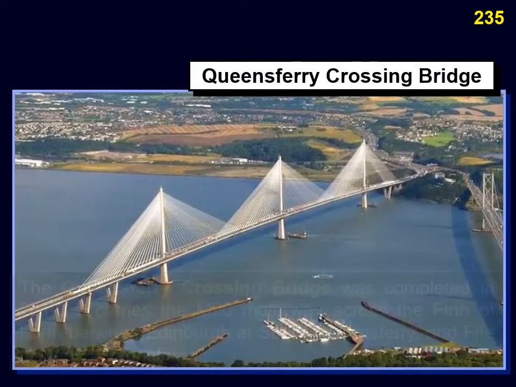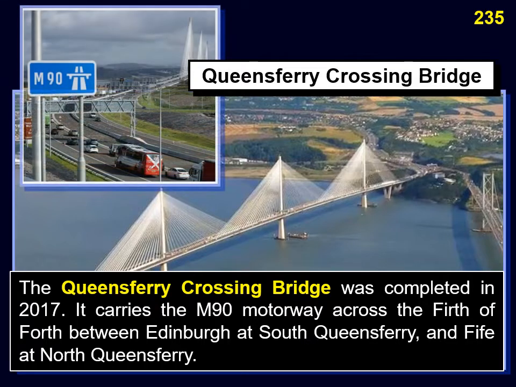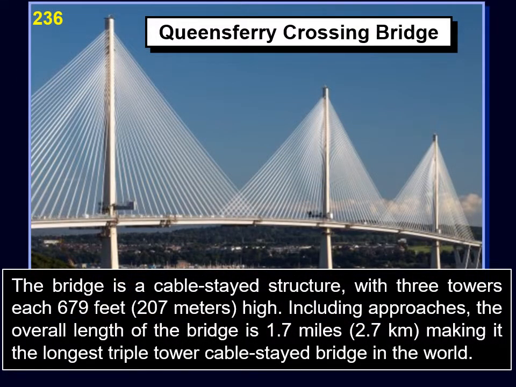The Queen's Ferry Crossing Bridge was completed in 2017. It carries the M90 motorway across the Firth of Forth between Edinburgh at South Queensferry and Fife at North Queensferry. The bridge is a cable-stayed structure, with 3 towers each 679 feet, 207 meters, high. Including approaches, the overall length of the bridge is 1.7 miles, 2.7 kilometers, making it the longest triple-tower cable-stayed bridge in the world.